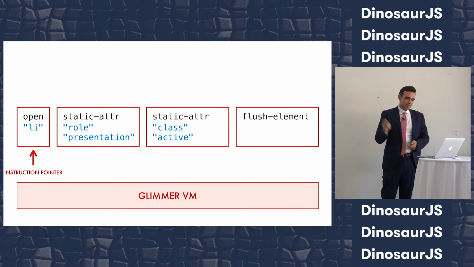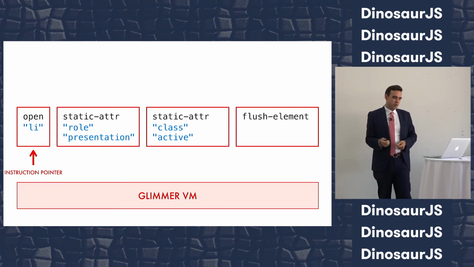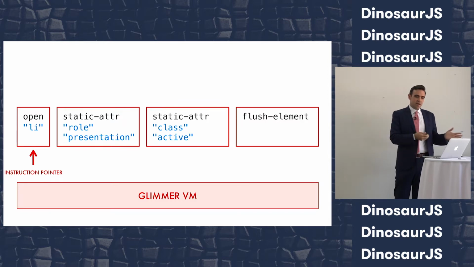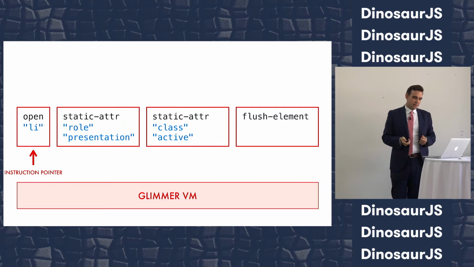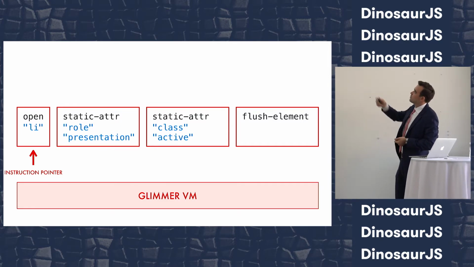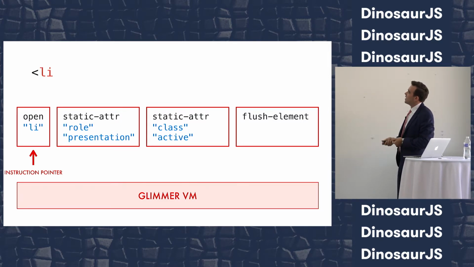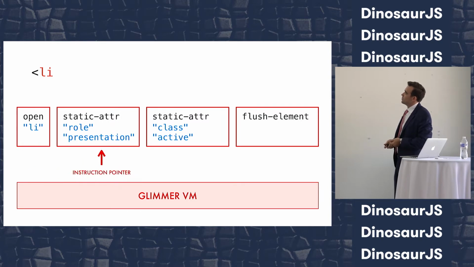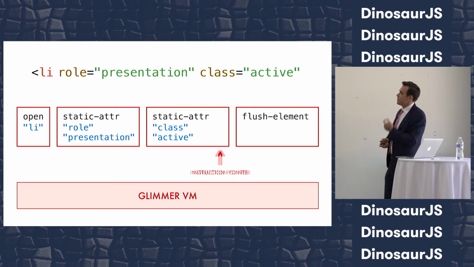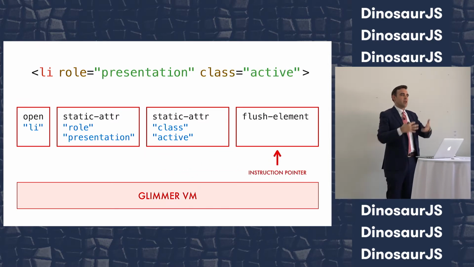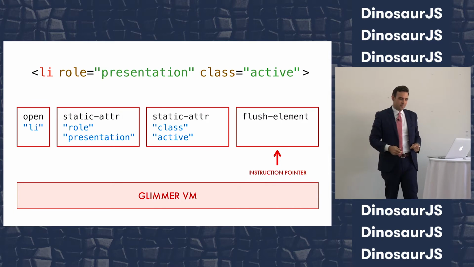So to build our DOM, let's take a look at what this looks like evaluating that program. To build the DOM, we iterate over this linearized set of instructions, each one building up a bit of the element. So first one is like open, which will create a new li tag, a new li element. Then we're going to execute this static adder opcode. Then we'll have another static opcode for the class. And then finally, we say flush element, which tells Glimmer, OK, this element is done. It's ready to be put into the DOM.